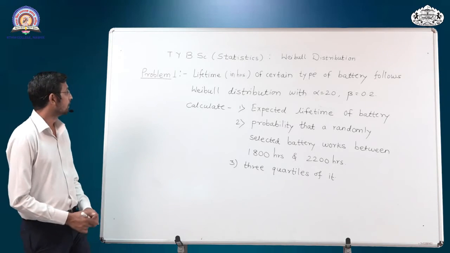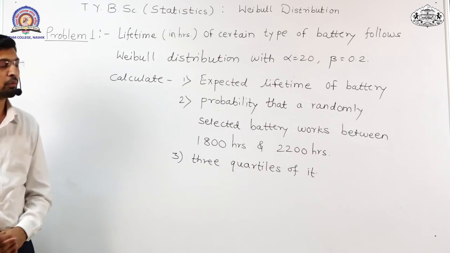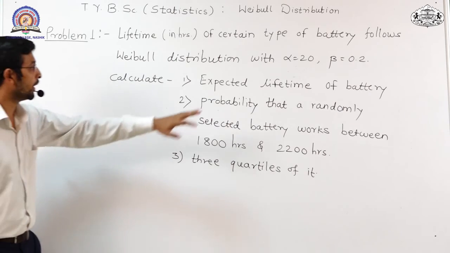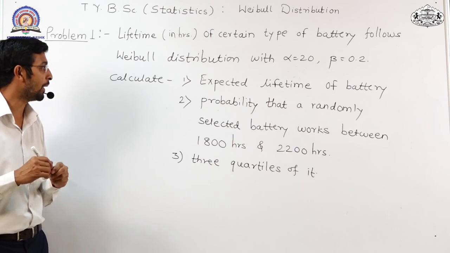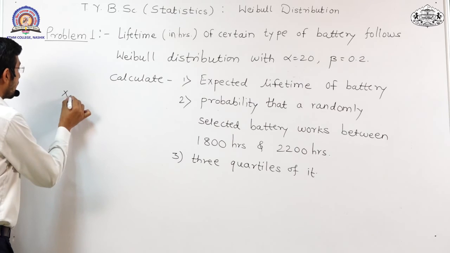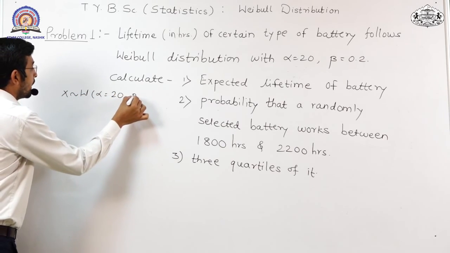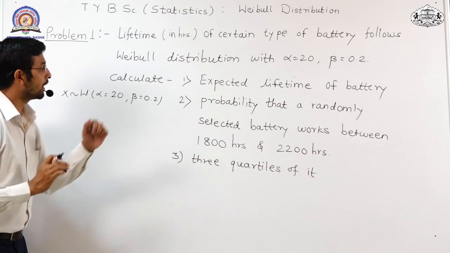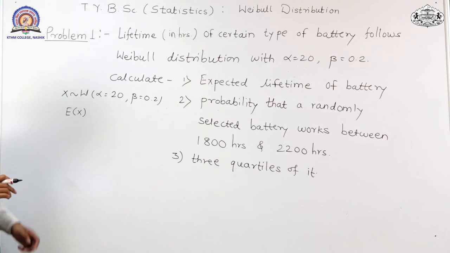So friends, we have given one problem: the lifetimes of a certain type of battery follow the Weibull distribution with parameter alpha equal to 20 and beta equal to 0.2, and we want to find the expected lifetime of the battery. That is, here you have given that X has a Weibull distribution with parameter alpha equal to 20 and beta equal to 0.2. Then we want to find the expected value of lifetime. That means you have to find the expected value of X.